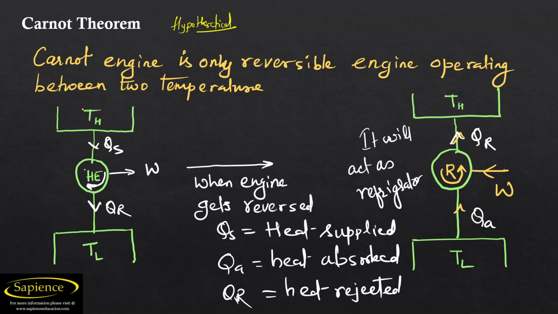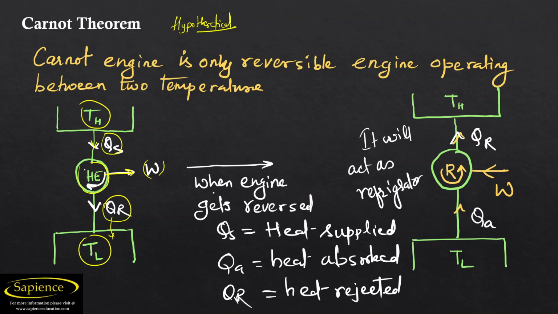Let us see here. This is the high temperature, this is the low temperature, and there is a heat engine operating between these two high and lower temperatures. So what happens? Heat will get absorbed from the high temperature and it will get rejected to the lower one. So net work done will happen, that is known as work W.